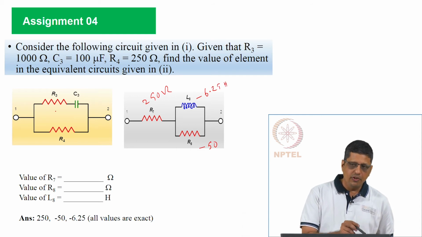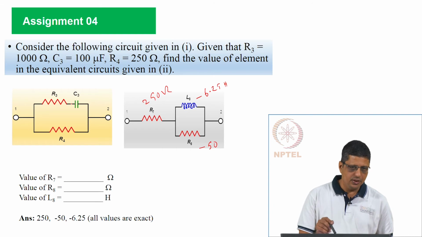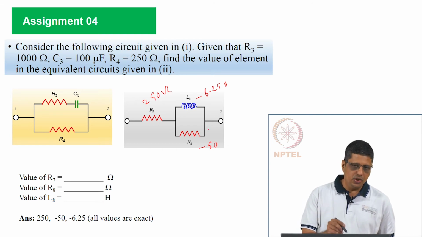Because you are moving from a capacitor based circuit to inductor based circuit, some of the values are going to be negative, but the impedance that you get out of this throughout the frequency range, they will be identical. Okay.